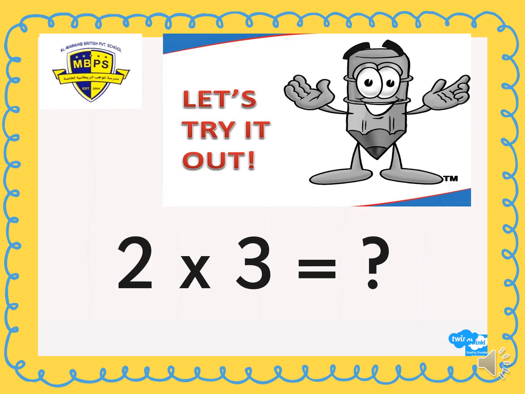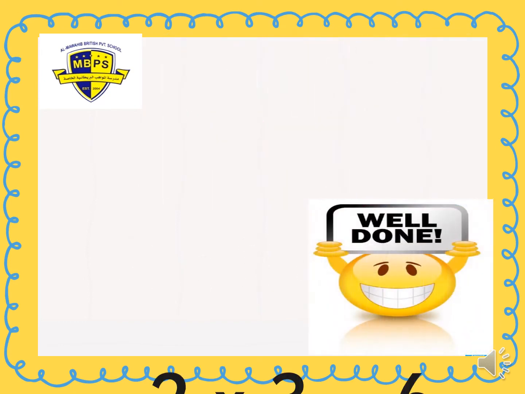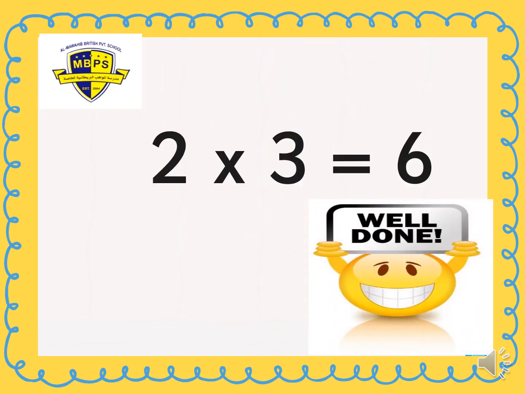2 by 3 equal what? Think about the answer. You can say it 2 times 3 or 3 times 2. You can switch the places of the numbers. Skip by 2 and find the answer. Well done. 2 by 3 equal 6.